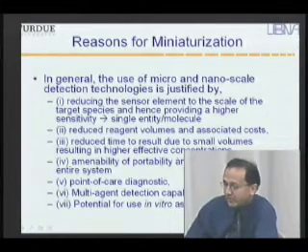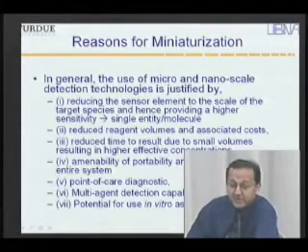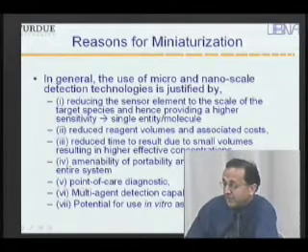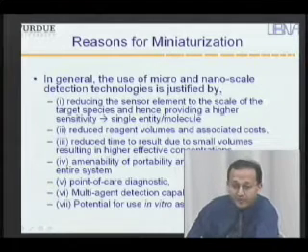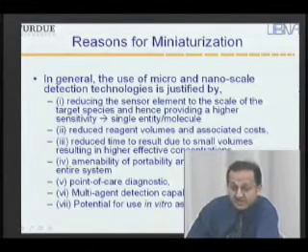You can perform point-of-care diagnostics if your sensors are small and your devices that are doing the detection are small. You also have the potential of using multi-agent detection capability if you form arrays, and we'll talk about that later in the lecture. And there's a potential for use in vitro as well as in vivo, which means in vitro meaning outside the body, or in vivo meaning inside the body. So there's lots of applications for these biochips.